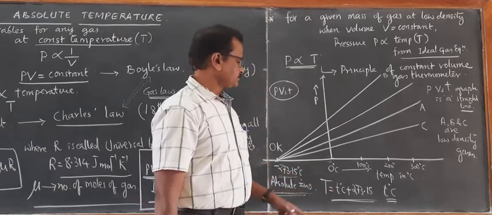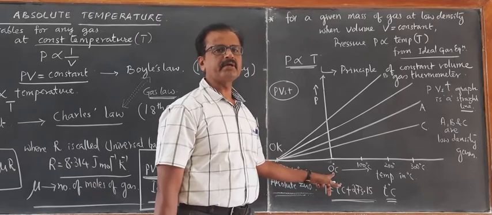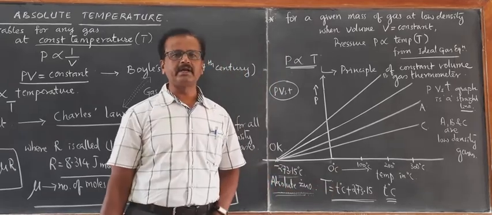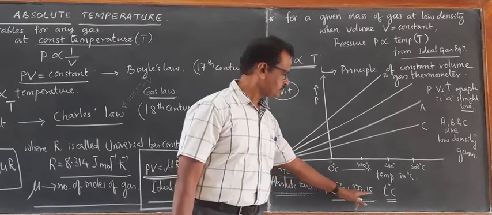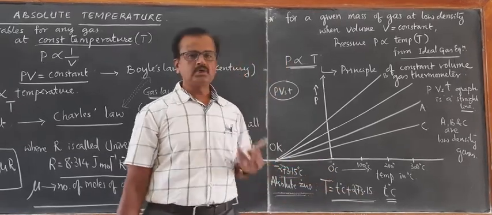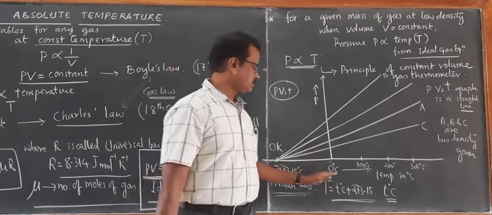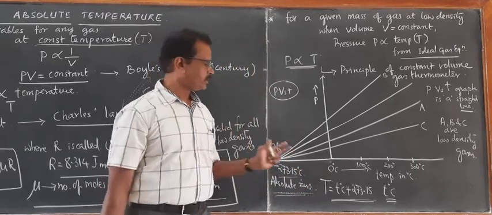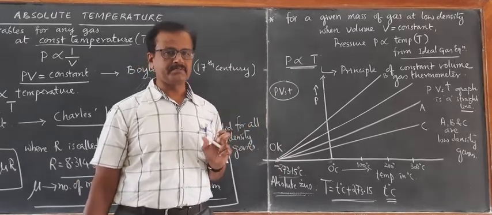For example, 0 degrees Celsius is the ice point or melting point of ice. In the Fahrenheit scale, it is 32 degrees Fahrenheit. In the Kelvin scale, it becomes 0 plus 273.15, that is, 273.15 Kelvin. That is the temperature of the ice point in Kelvin. So we are now understanding another scale of thermometer, that is called the Kelvin scale thermometer.